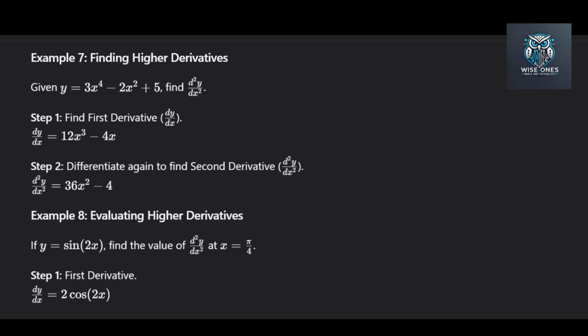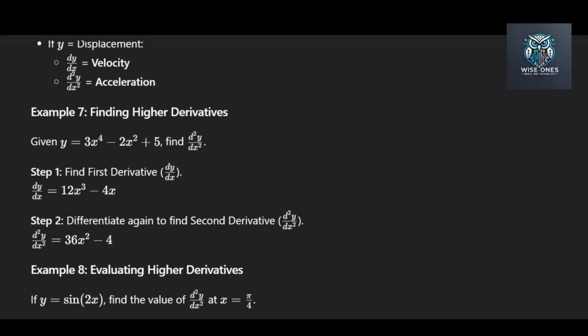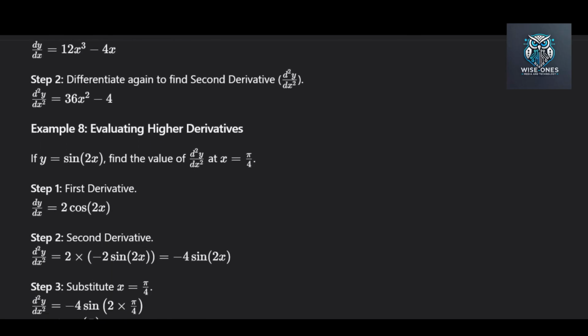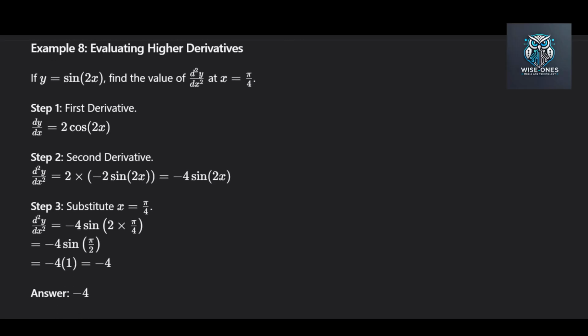Step 2, differentiate again to find the second derivative, d squared y over dx squared. 12x cubed becomes 36x squared. Minus 4x becomes minus 4. So d squared y over dx squared equals 36x squared minus 4. Answer, d squared y over dx squared equals 36x squared minus 4. See? Just differentiate twice. Let us look at example 8, evaluating higher derivatives.